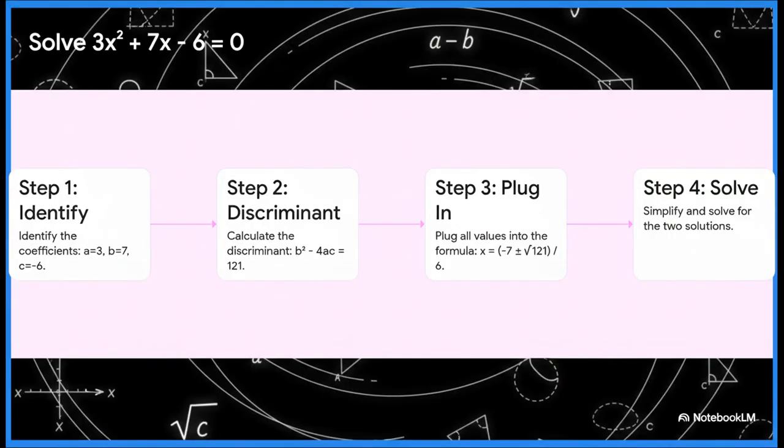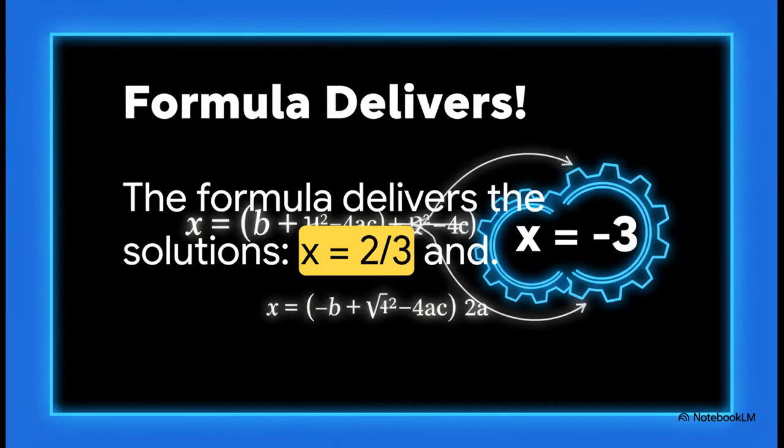Okay, let's fire up this power tool on 3x² + 7x - 6 = 0. Step 1, just identify your A, B, and C. Easy enough. A is 3, B is 7, C is -6. Let's check that discriminant first. 7² - 4 times 3 times -6. That equals 121. It's positive, so we know we should get 2 real answers. Now we just plug everything into the big formula and start simplifying. And there you go. The formula spits out our 2 answers with perfect precision. x is 2/3 and x is -3. The power tool delivers, every time.